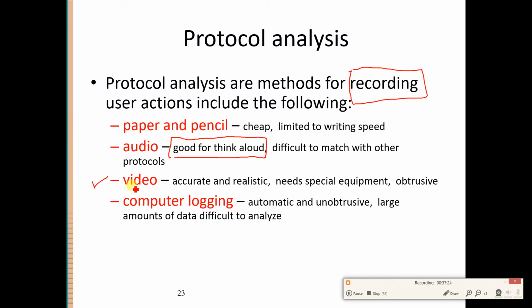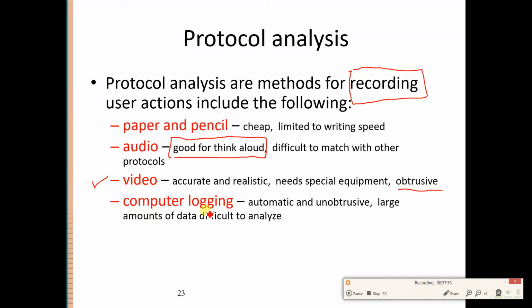Next thing is the video. We are recording the video accurately and realistically. Usually in the video we not only have the voice of the user, but also the picture of how the user is performing, because for some tasks it is better to have not only the audio of the user, but also the picture, so we can observe how the user is doing the action. It needs special equipment, so we have to install cameras, maybe multiple cameras, and this can be obtrusive, so it can obstruct other people.